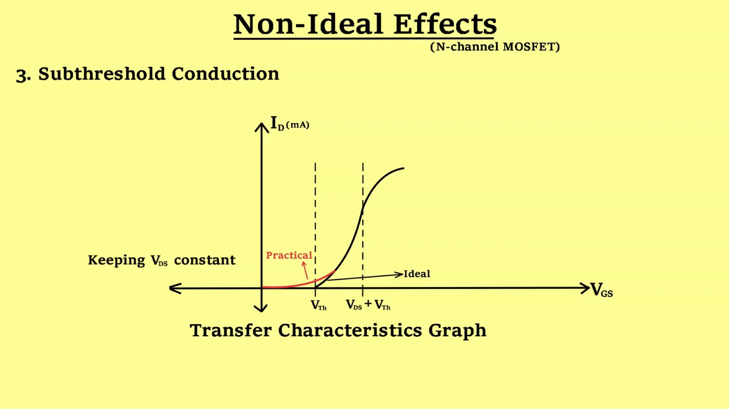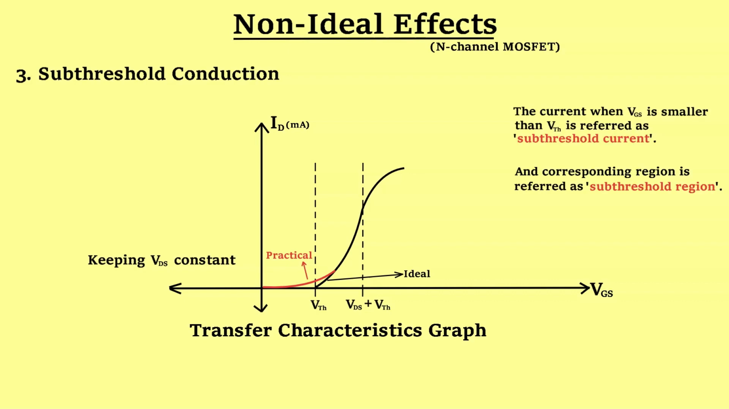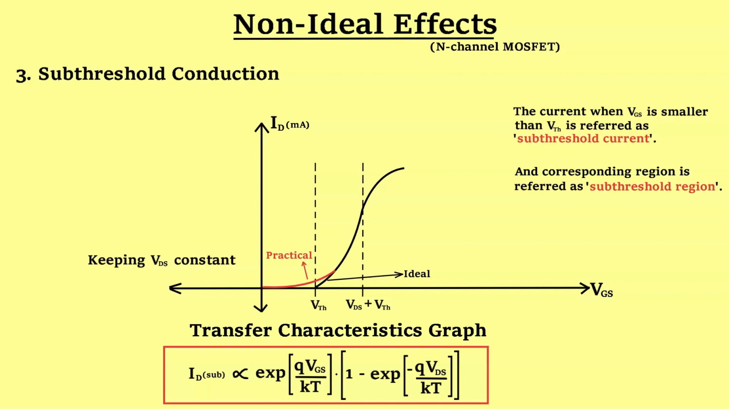Actually, there is a current which flows within the MOSFET even when the gate to source voltage is smaller than threshold voltage, but the magnitude of this current is very small. The current when gate to source voltage is smaller than threshold voltage is referred as subthreshold current, and the corresponding region in the transfer characteristics graph is sometimes referred as subthreshold region. Drain current in subthreshold region is directly proportional to the exponential of gate to source voltage. From the shown relation, we can say whether we increase gate to source voltage or drain to source voltage, the drain current in the subthreshold region will increase in both the cases.